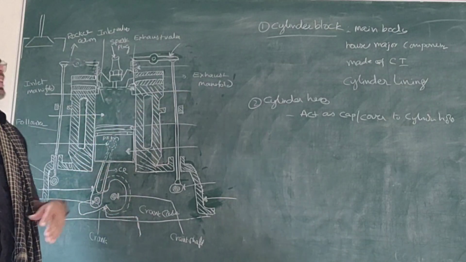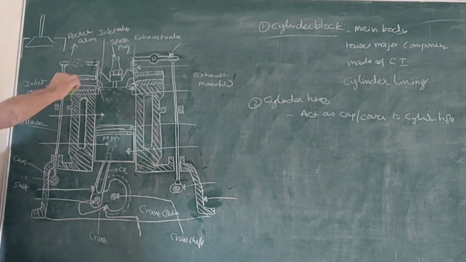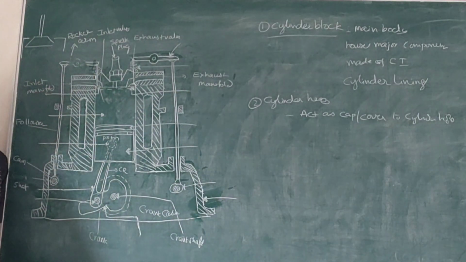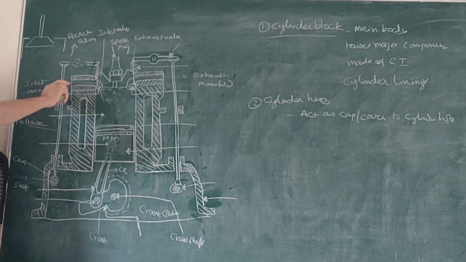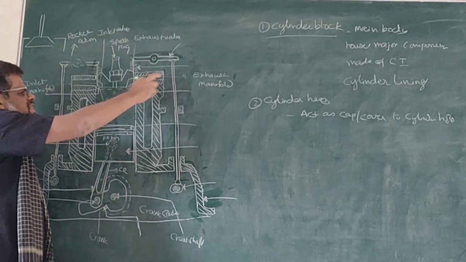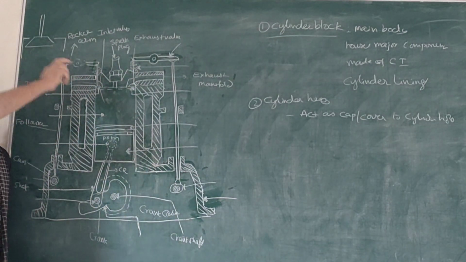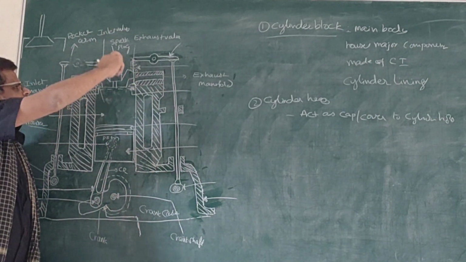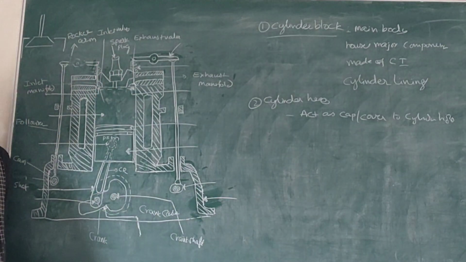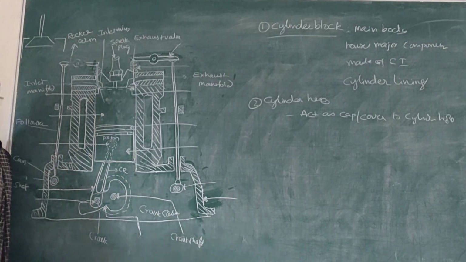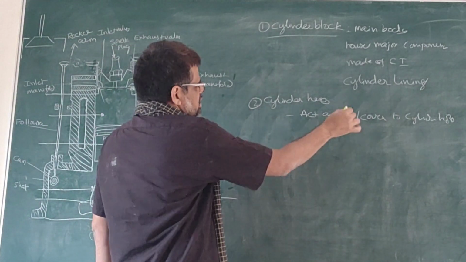Okay. So here the cylinder head is also used to house various components like the inlet manifold, exhaust manifold, inlet valve, exhaust valve and spark plug, or fuel injector. Generally the spark plug is used in petrol engines. Fuel injector is used in diesel engines. So it acts as the cap or cover.